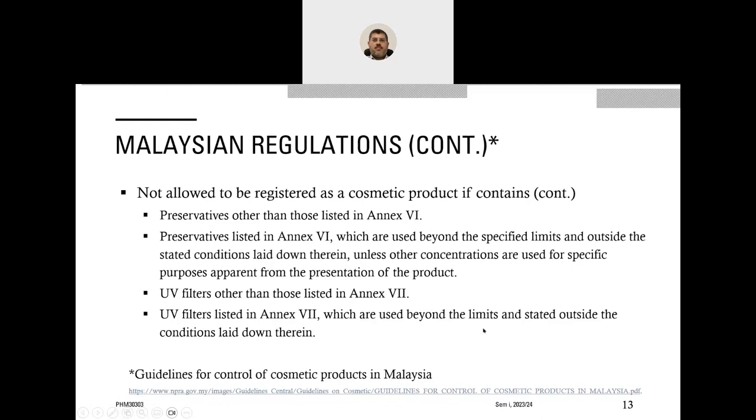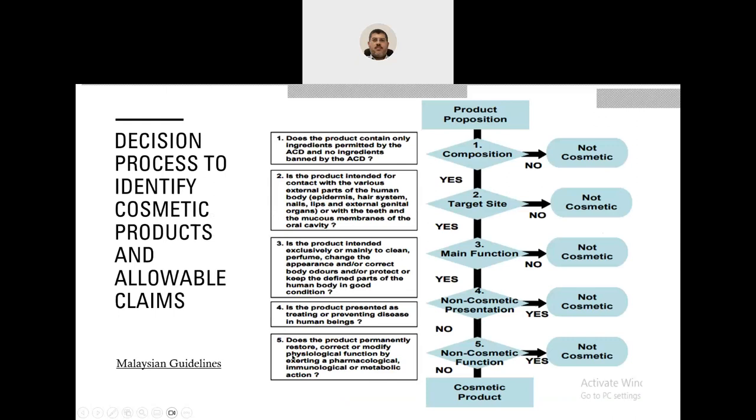You can refer to the guideline for control of cosmetic products in Malaysia. It is available in this link. After the lecture, you can have a look and see the guidelines in detail. Okay, so this is the decision tree or decision process. If you want to register some product and you don't know whether you can register it as cosmetic or drug, then you follow this algorithm or decision tree, and you can identify which category it falls under.